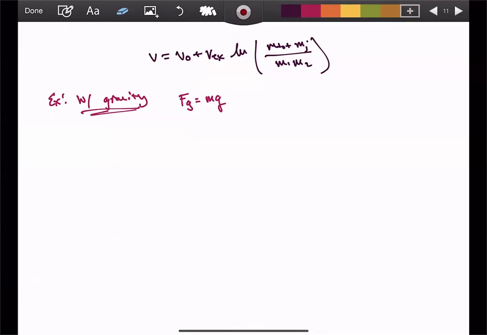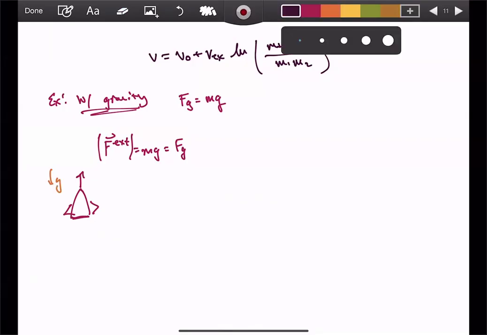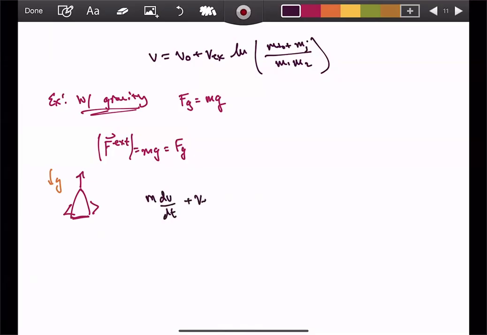So in this case, all we know is that our external force, I wrote it in the opposite direction, there we go, will be equal, at least magnitude-wise, to simply mg, which is the force due to gravity. Now, let's say our rocket is moving upward. We know the acceleration due to gravity is downward. So this says that the mass times dv/dt plus v expulsion times dm/dt will be equal to minus mg, because that will be in the opposite direction in which we're going.